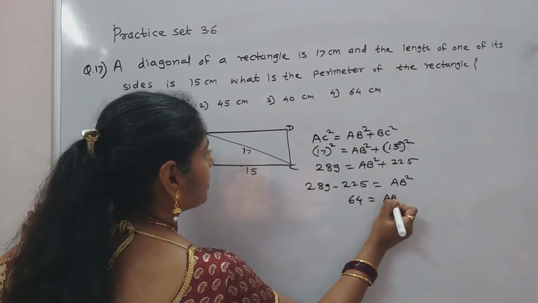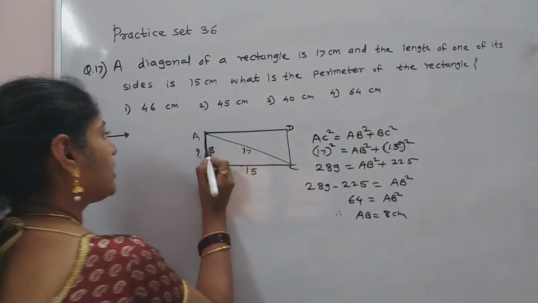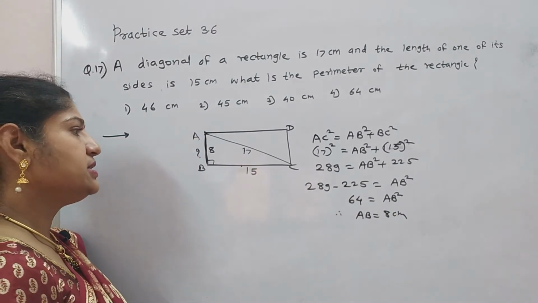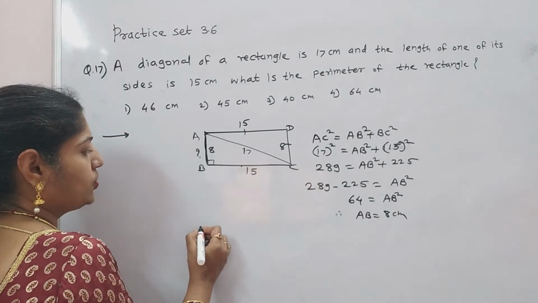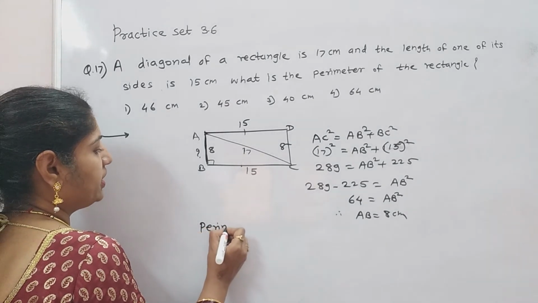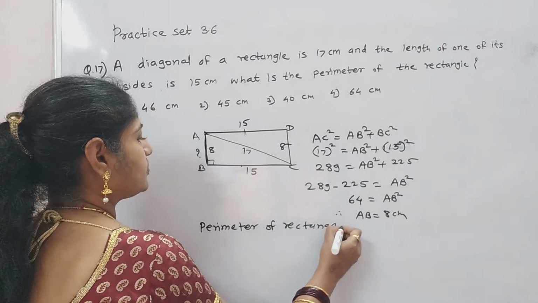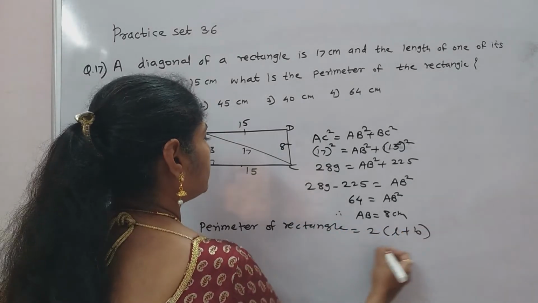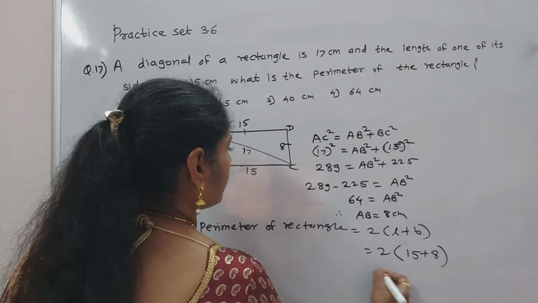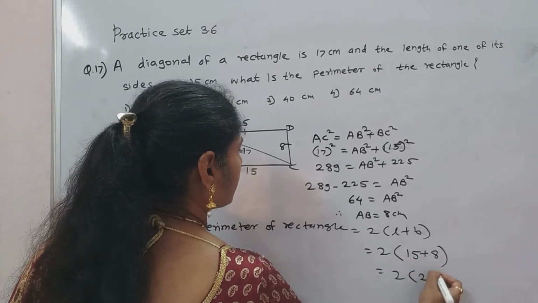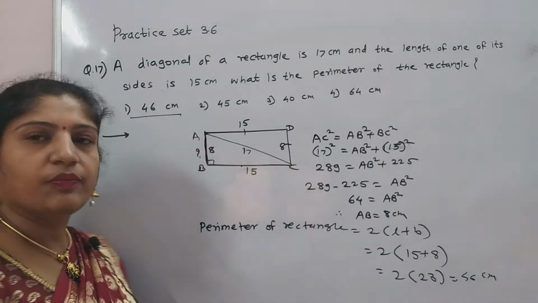64 equal to AB square. So taking square root, AB equal to 8 centimeter. Now the second side is 8 centimeter. Opposite sides are equal, and we have to find the perimeter. Use the formula perimeter of the rectangle: 2 into length plus breadth. 2 into length is 15 and breadth is 8. 2 into 23, 46. Our answer is 46, option number 1.